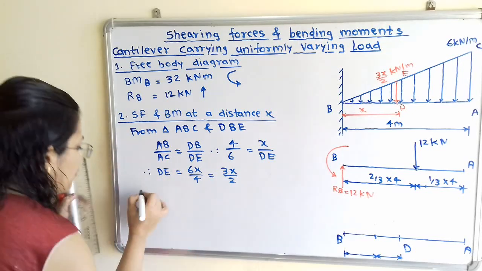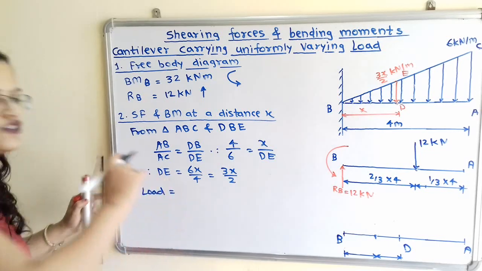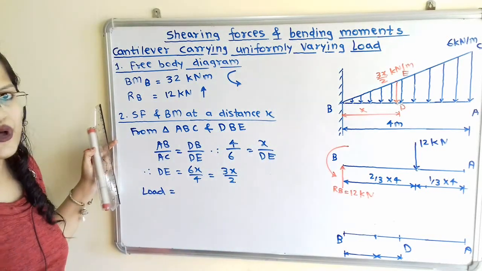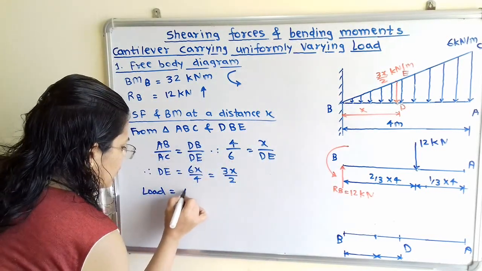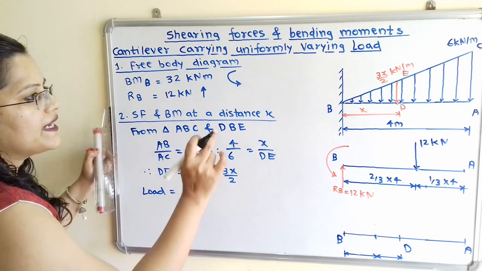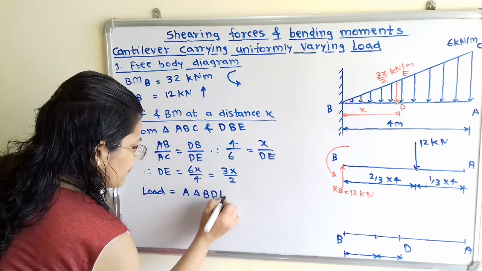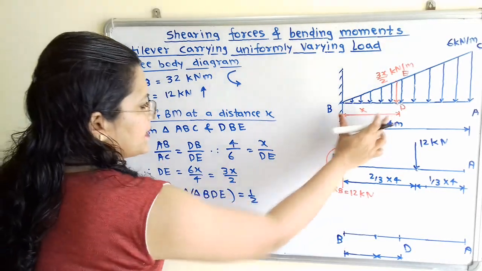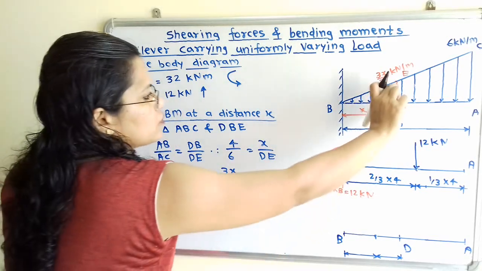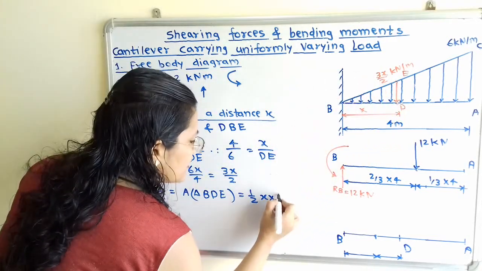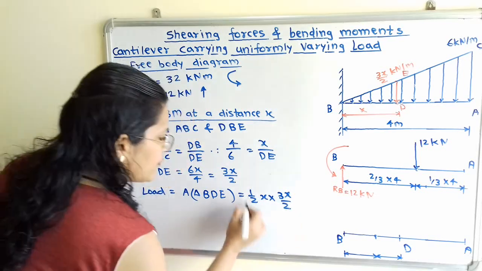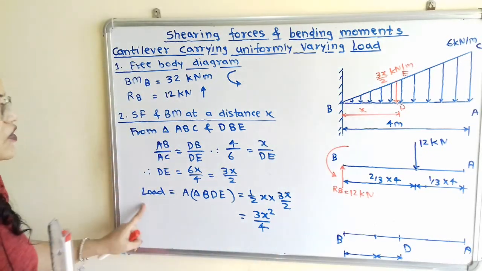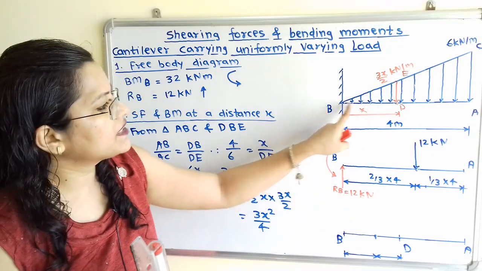So we know that the load is, because this is a uniformly varying load from point B to E, we have the formula, that is equal to the area of triangle BDE. So we will calculate the area. So half multiplied by base. So base is x multiplied by height. So this height, that is D to E, is 3x by 2. So when we simplify this, we will get 3x square by 4. So this is the load acting in between this B to D.